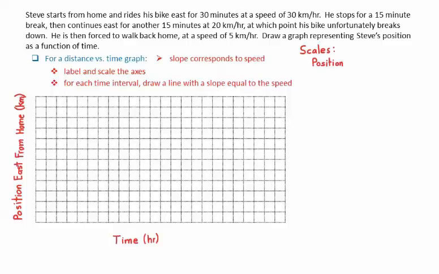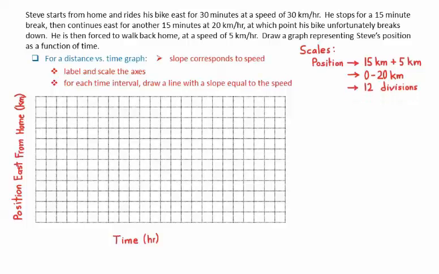We have to figure out the maximum distance from home. Note here that for the first 30 minutes or half an hour, he is moving at 30 kilometers per hour. During this time, he would move 15 kilometers east. During the time at which he's moving 20 kilometers per hour, for 15 minutes or 1/4 of an hour, he moves 5 kilometers east. This means that the position goes from 0 to 20 kilometers.